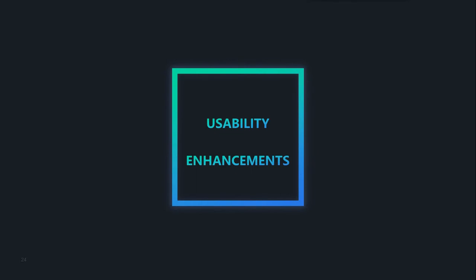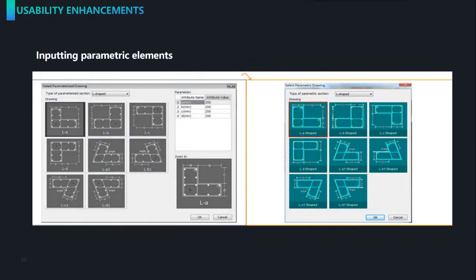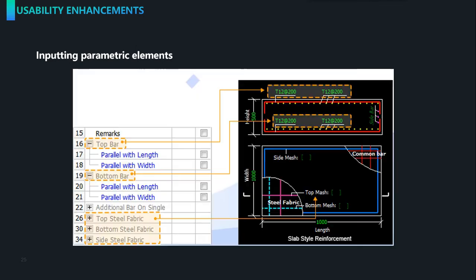Parametric elements. When creating parametric elements, remove all secondary windows. You can set the info on size and rebar after completing the creation. For the rebar in pile cap, all info is input through the parametric diagram.